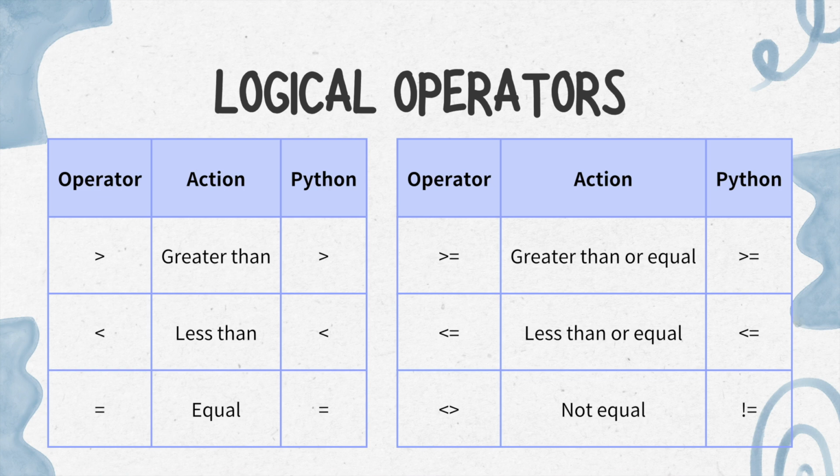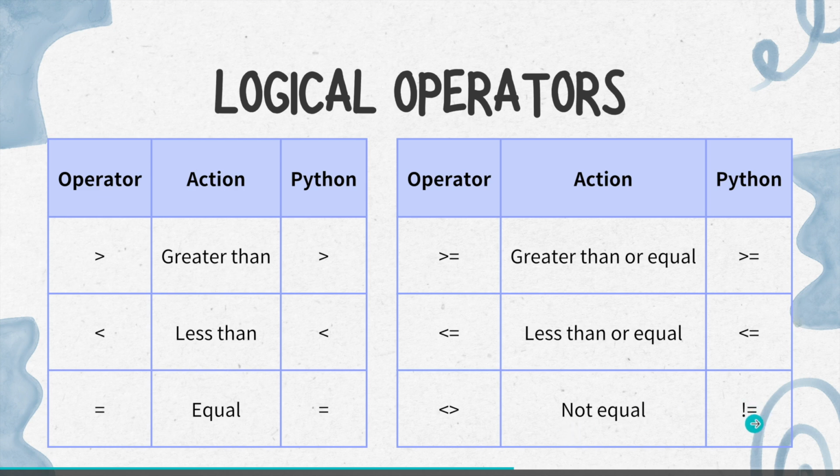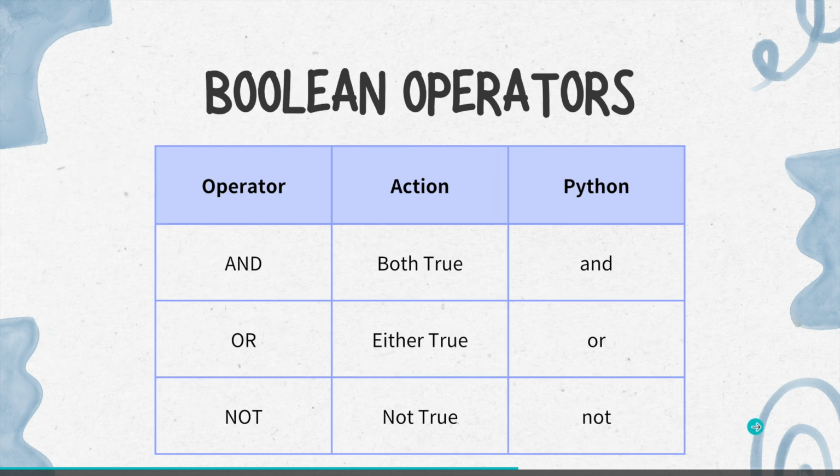Now, we are going to talk about logical operators and Boolean operators. Remember that we use logical operators and Boolean operators in selections. Logical operators are used in the selection to determine which path the program takes. The representation of logical operators in Python are mostly the same as those in mathematical operations. Only not equal representations are different. Not equal in Python is an exclamation point followed by an equal symbol.